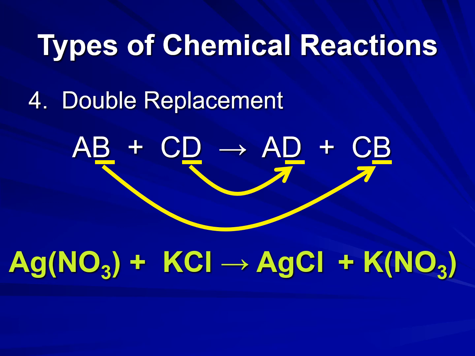So you've got silver, Ag, bonded with nitrate, NO3. And then on the second part, you've got potassium, and it's bonded with chlorine. Now look at the right side of the equation. Silver is no longer with nitrate anymore. Now it's with the chlorine. So that's one switcheroo. And potassium is no longer bonded with the chlorine. It's now bonded and switched over to the nitrate, the NO3. So that's two switcheroos. That's a double replacement.